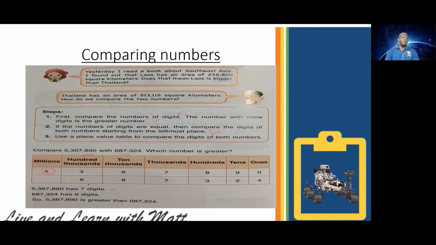And the second number has 600,000, which means it has 6 digits. So the number with the greater digits is greater, which is the 5 million is greater than the 600,000. And that is how we can do this one. The next one.